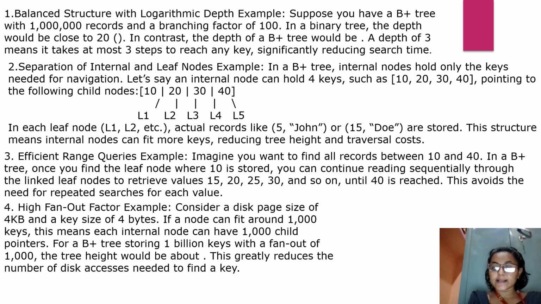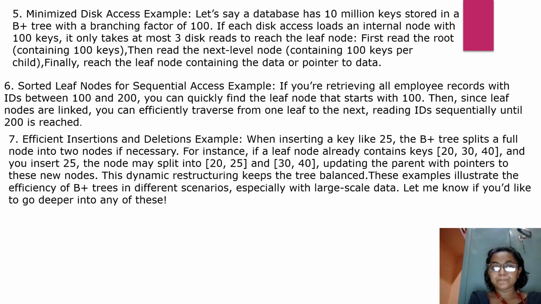High fan out factor example. Consider a disk page size of 4 KB and key size of 4 bytes. If a node can fit around 1000 keys, each internal node has 1000 pointers. For a B plus tree storing 1 billion keys with a fan out of 1000, the tree height would be about 3. This greatly reduces the number of disk accesses needed to find a key.